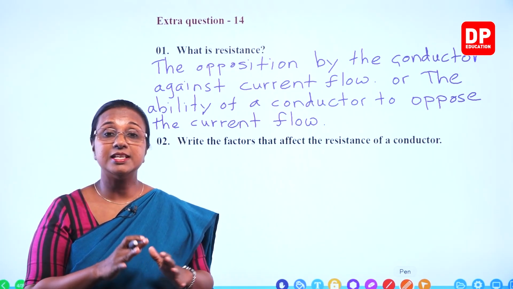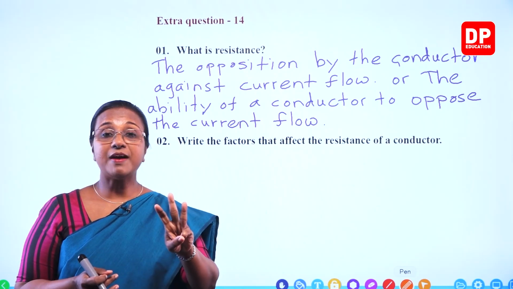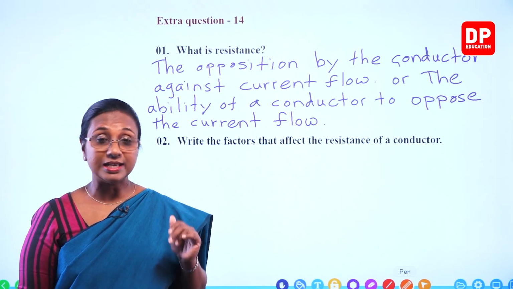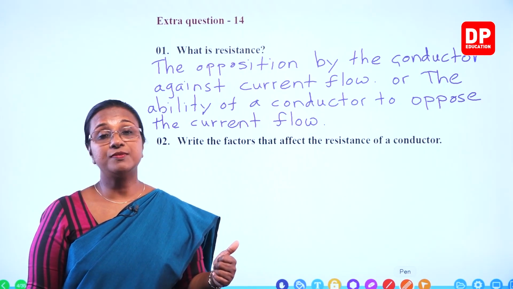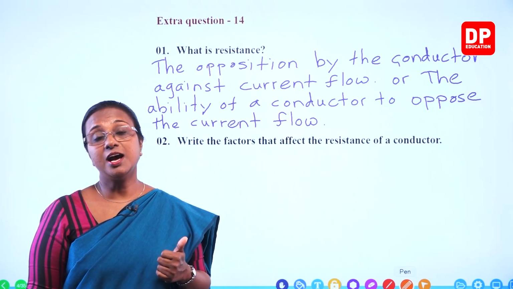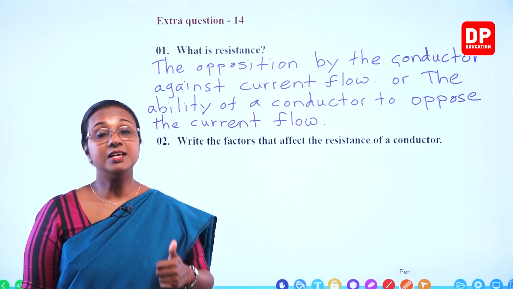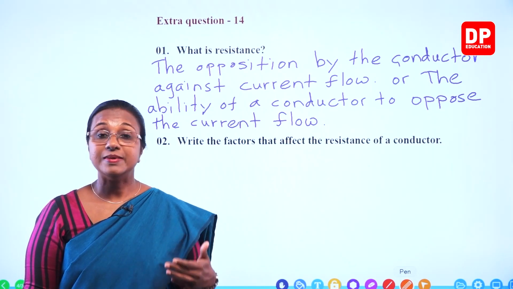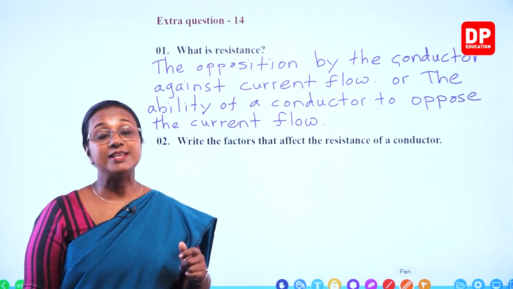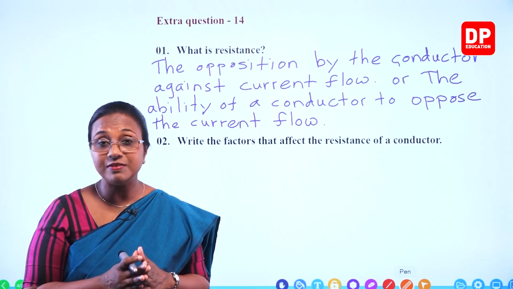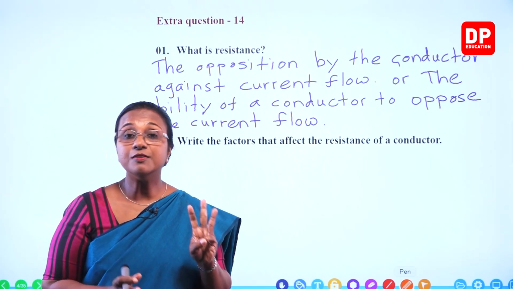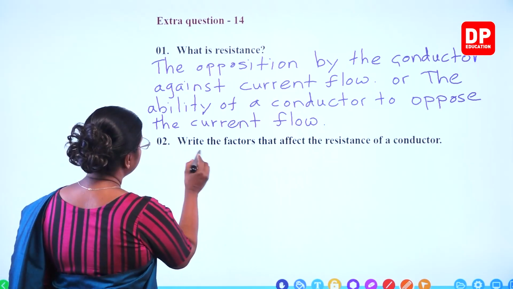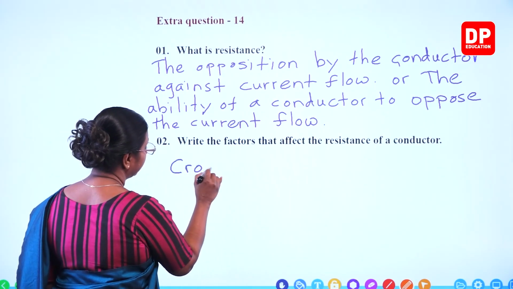But if you consider a conductor, there are three factors that affect the resistance of the conductor at a constant temperature. What are they? The cross-sectional area of the conductor, or you can say surface area of the cross-section of the conductor. Then the length of the resistor and also the material of the conductor. When we say material, that is referred to as specific resistance or resistivity of the conductor. So three factors. Write the factors that affect the resistance of a conductor. So here the first factor is cross-sectional area.